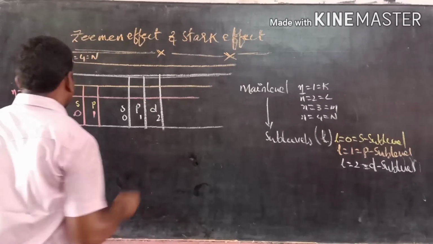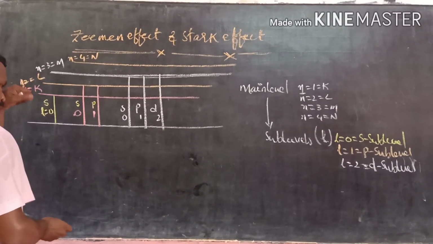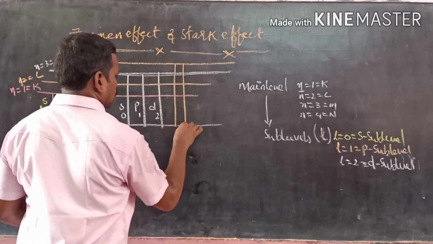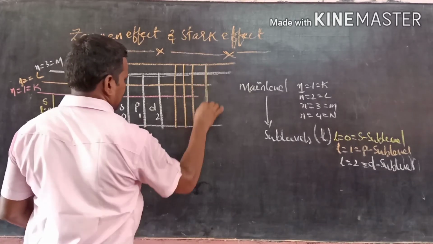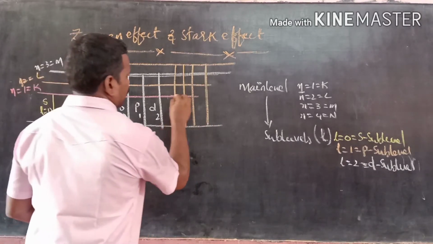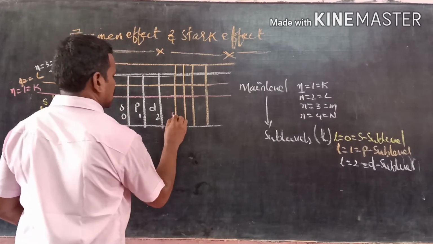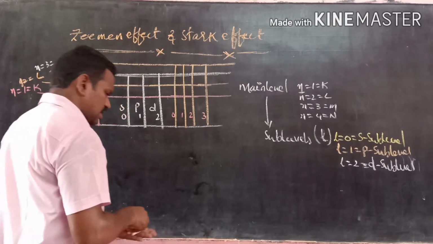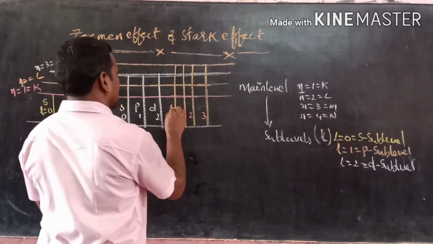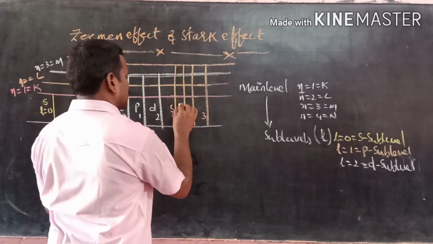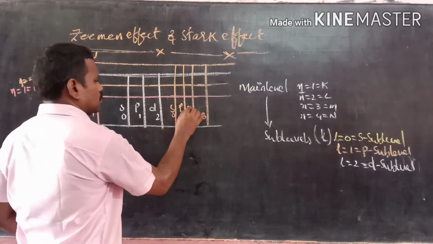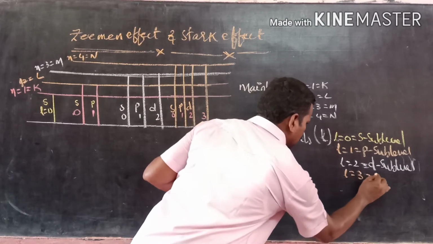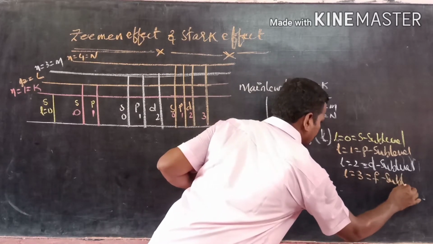Now, if you observe main level 4, this main level 4 is divided into 4 sublevels. They are represented as 0, 1, 2, 3. As I already said, l equals 0 is called the s sublevel, l equals 1 is called the p sublevel, l equals 2 is the d sublevel, and l equals 3 is called the f sublevel.